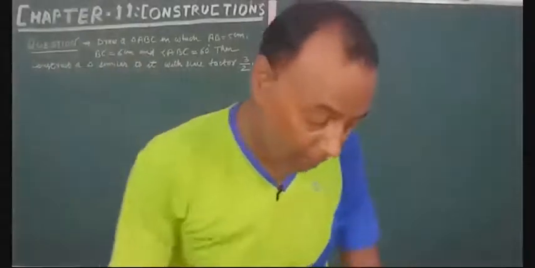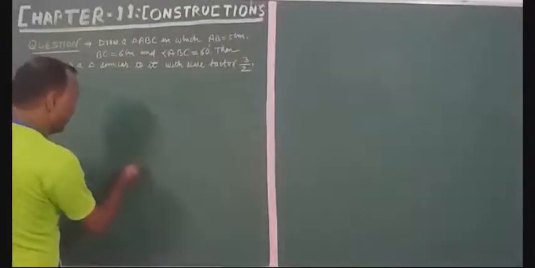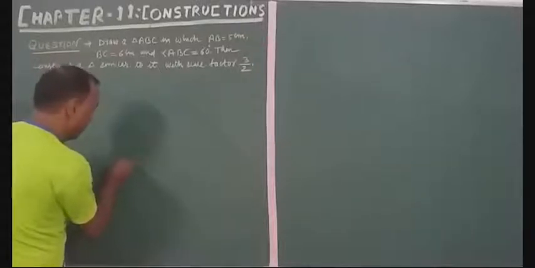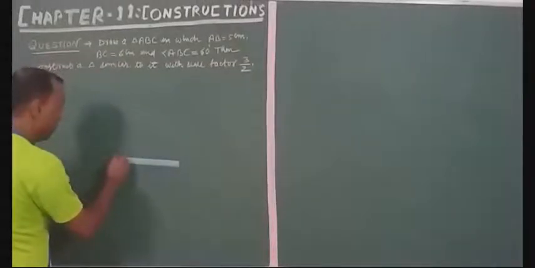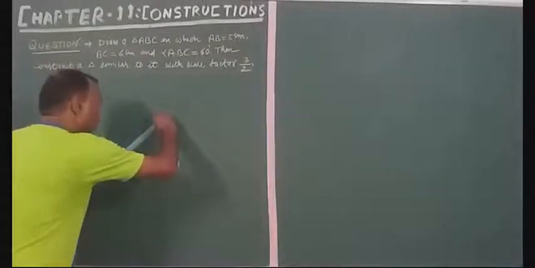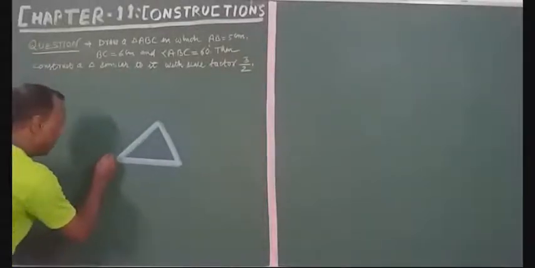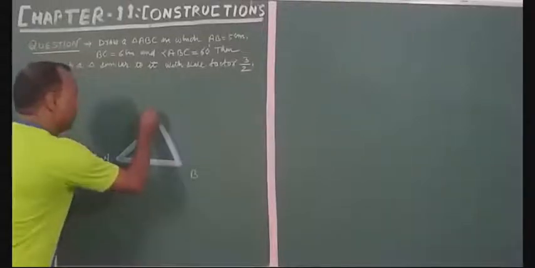So just look here. This is a triangle ABC. Is it there? This is point A. This is point B. And this is point C.